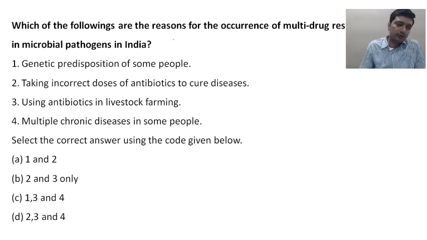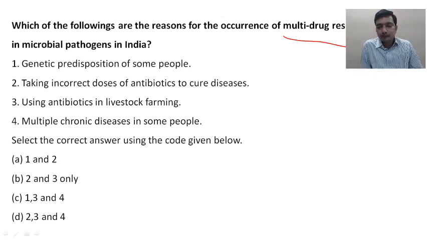This question is to do with which of the following are the reasons for the occurrence of multi-drug resistance in microbial pathogens. A burning issue in India, really a burning problem in India, because with respect to TB, we are suffering from anti-drug resistant TB, and it has been reported that India had the highest number of drug resistant TBs in the world, unfortunately. So this is a very, very important topic, and let's see if you can understand these statements. And here we are asked to identify the right statements.